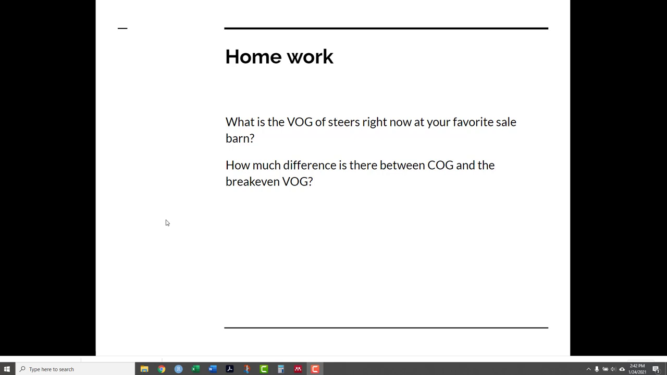You hear that term a whole lot in cattle budgets. So something to think about is how much difference is there between the cost of gain and the break-even value of gain. Okay, and so the break-even value of gain would be the value of gain where there's no profit. So those are a couple things to think about.